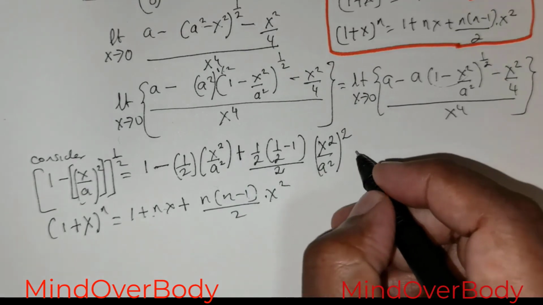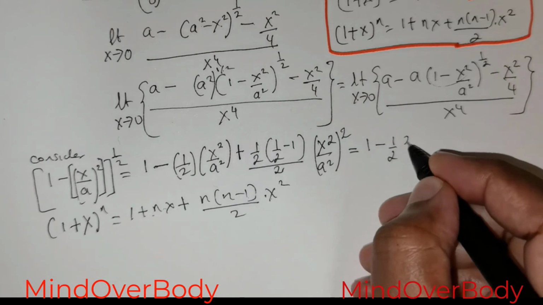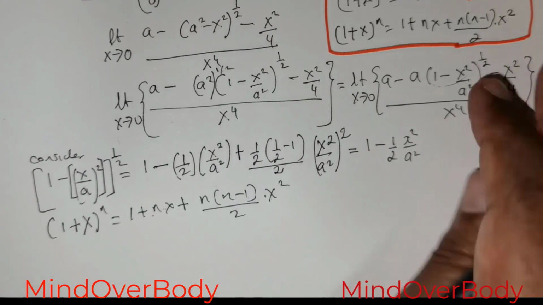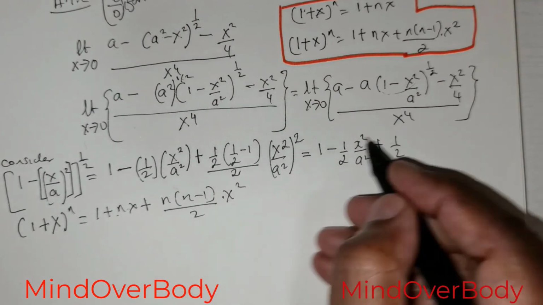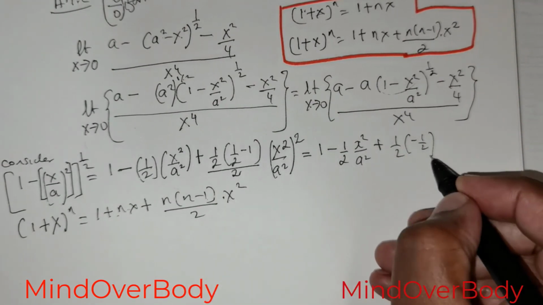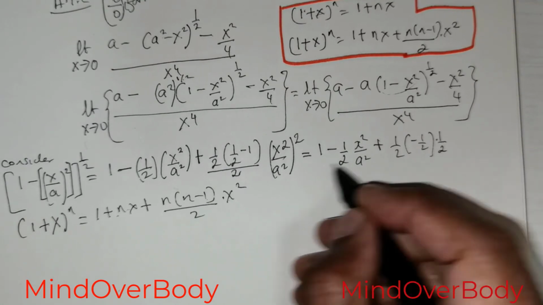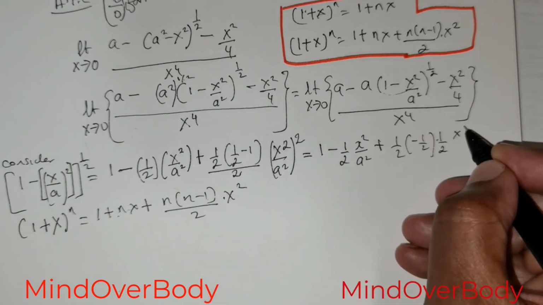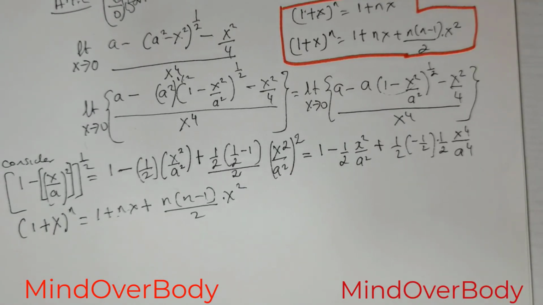Now I can rewrite this as 1 negative 1 over 2 times x squared divided by a squared positive 1 over 2 times 1 over 2 negative 1, that's going to be negative 1 over 2. Already there's a 2 there, so that can be brought over here, and then you got x to the power of 4 divided by a to the power of 4. So this is what we have got.